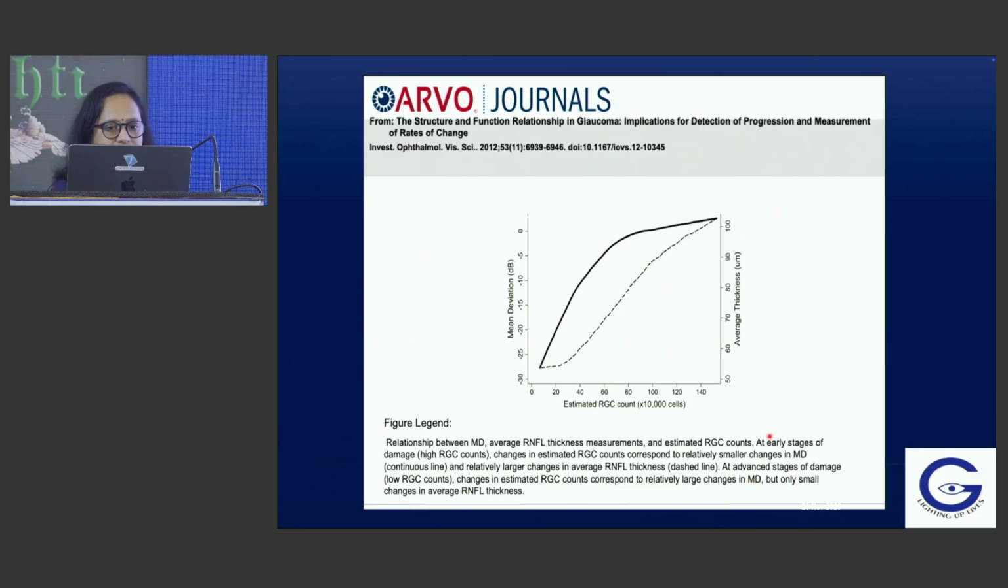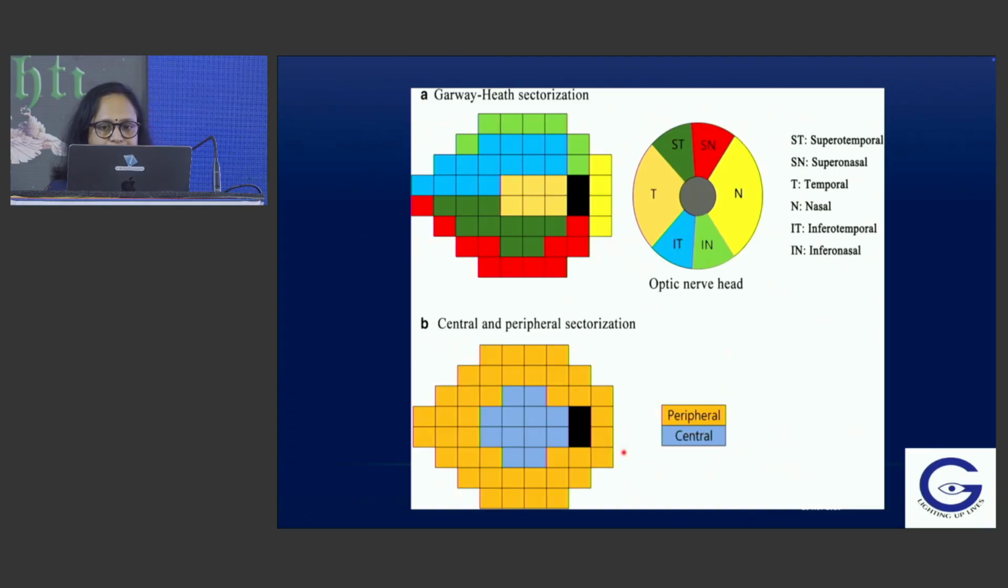This slide also shows that in the early disease, the visual field has a ceiling and OCT is more sensitive in the early disease. However, in advanced cases, OCT has a floor effect and the visual field is more sensitive for the analysis of progression. Also, we can use the GCL analysis in the advanced disease. But in moderate to severe glaucoma, both the structural and functional changes will be there and it shows a linear relationship. This is Garway-Heath sectorization, which shows the relationship between structural and the functional damage.